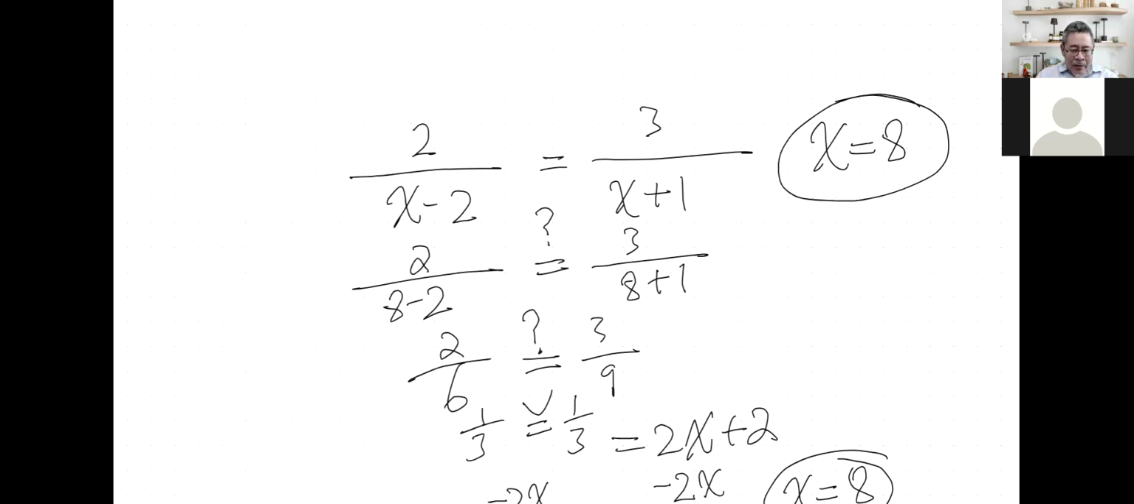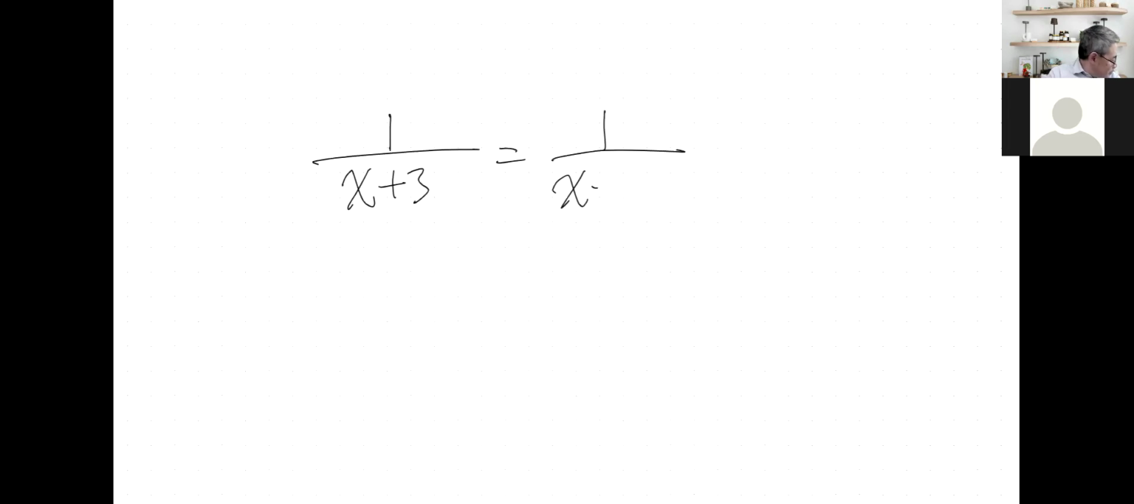Very good. So let's try one. 1 over x plus 3 equals 1 over x minus 4. Oh, there is a 2 here, sorry.